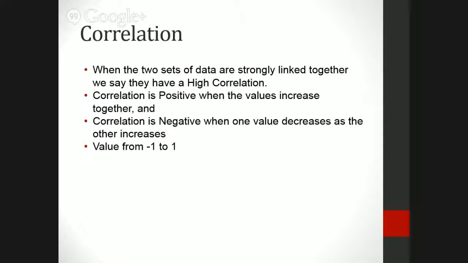Correlation. When 2 sets of data are strongly linked together, we say they have a high correlation. So, correlation is positive when one goes up, the other goes up. And correlation is negative when one goes up, one goes down. Alright? That makes sense?